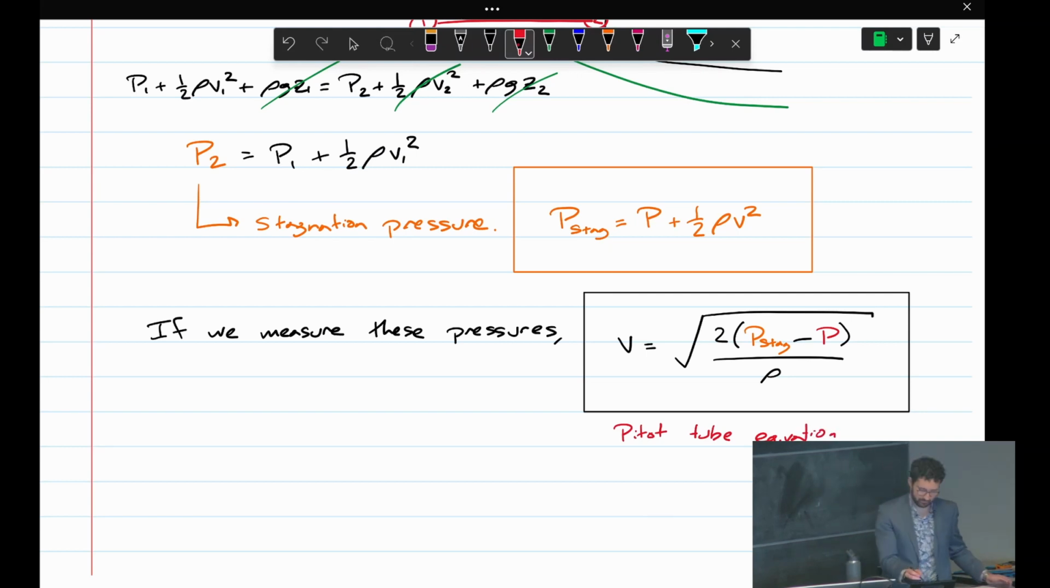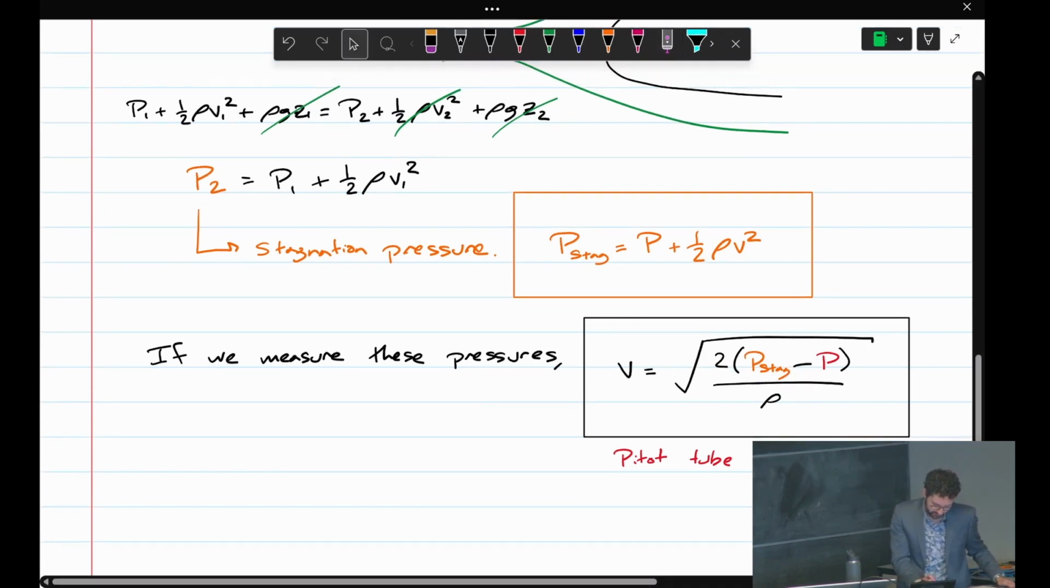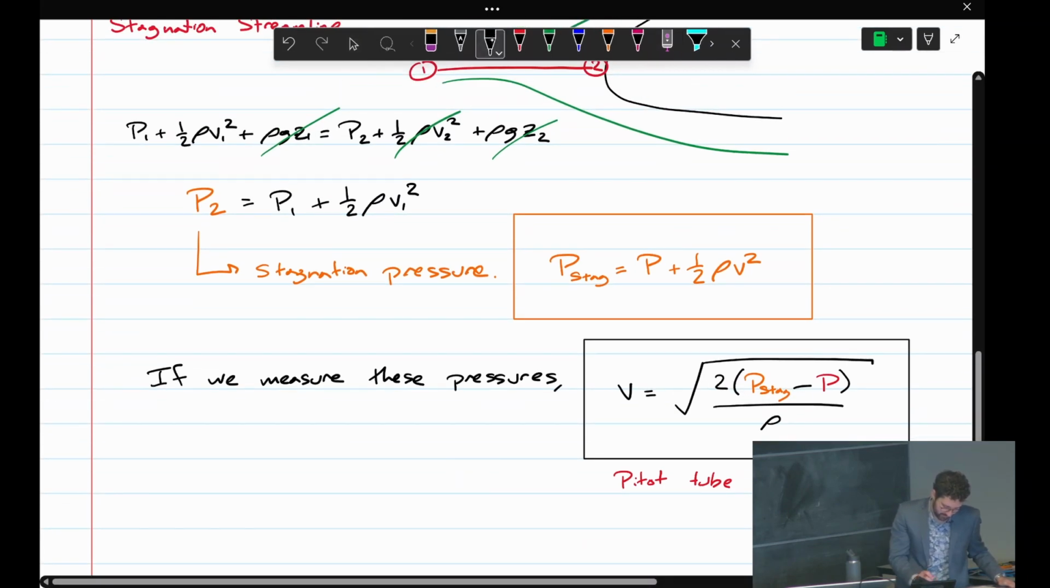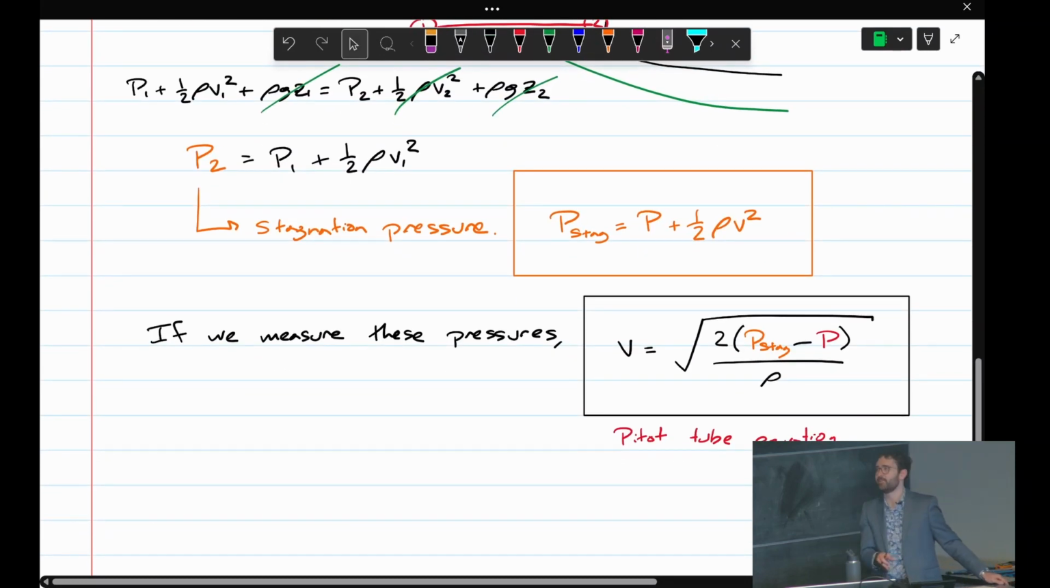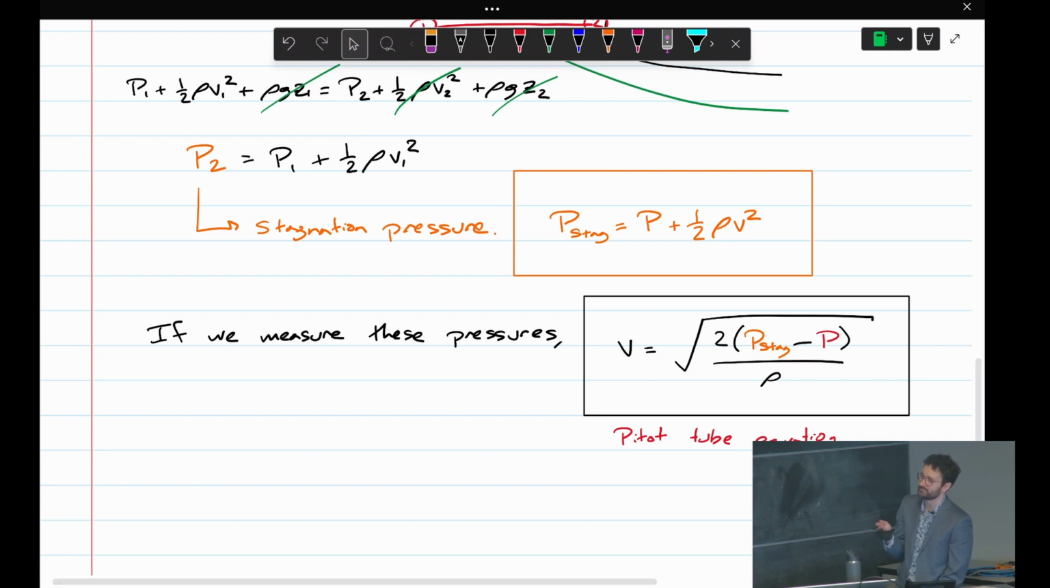So let's do a quick quiz. What is P called here? It's one of the terms in this lecture. Static pressure, right? Obviously this one is stagnation. So what we need to do is measure the stagnation pressure and the static pressure.